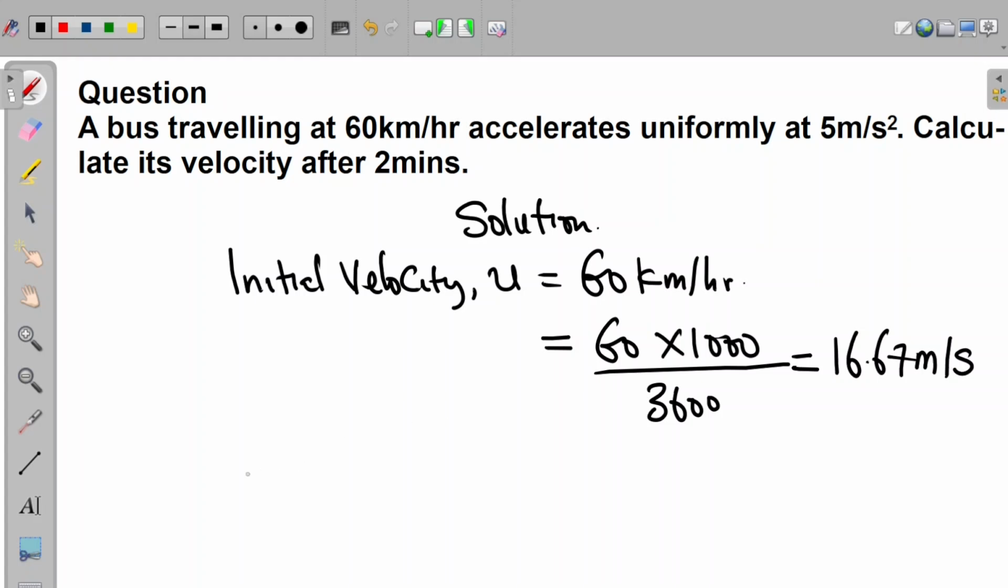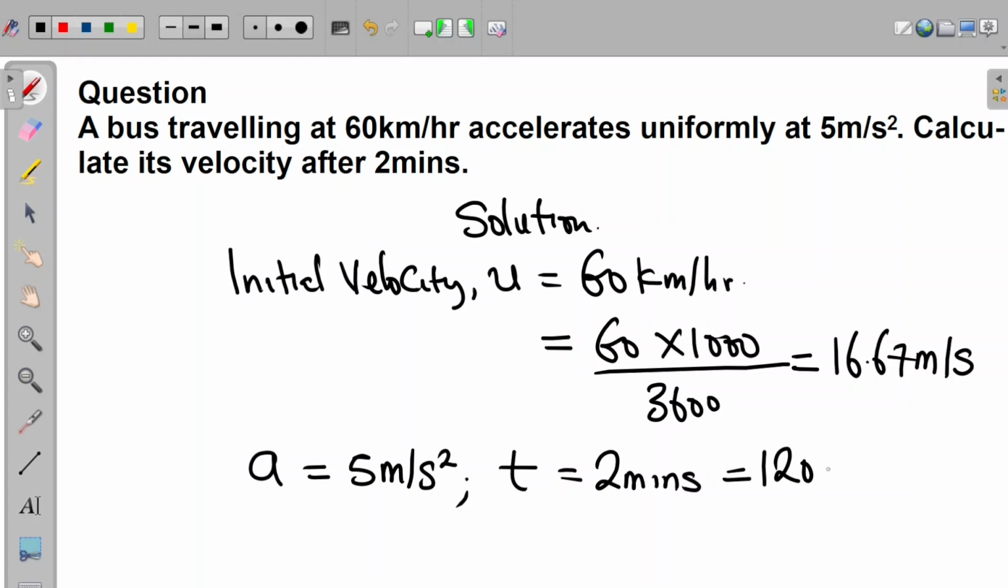Again, the next quantity we have is the acceleration, which is equal to 5 meters per second squared. And also, we are given the time. So the time taken is 2 minutes. So we have to also convert the time to seconds. So 2 minutes is equal to 120 seconds. So now we have been given acceleration, and also we have the value for the initial velocity, and also we have the time taken for the bus to travel.